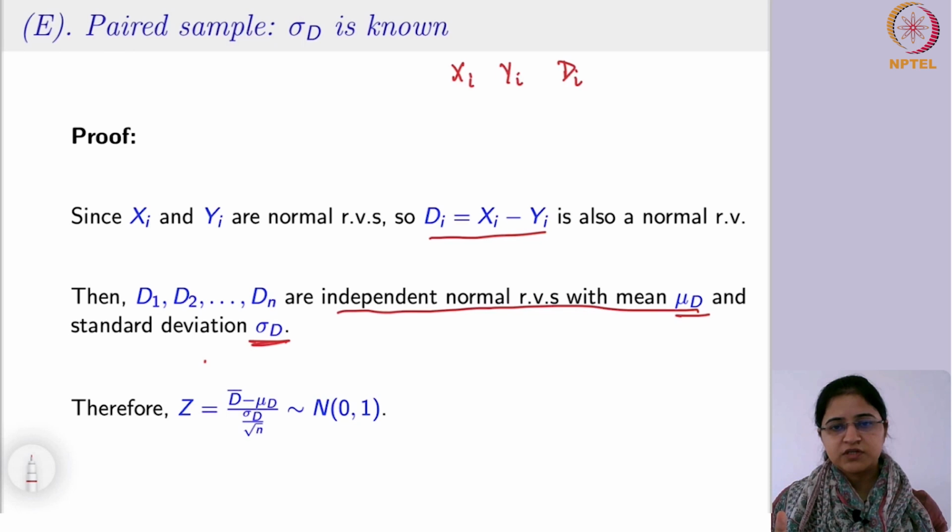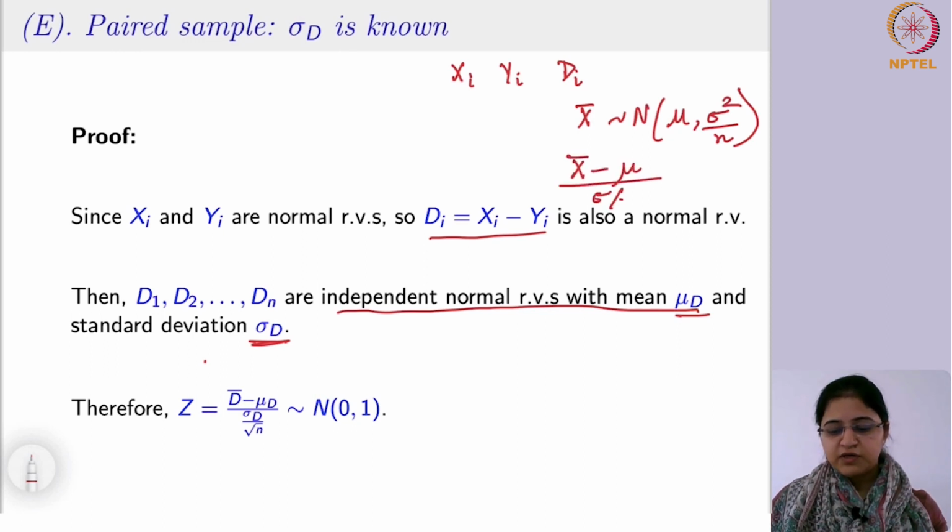Now by taking the corresponding differences, you have transformed the dependent sample into a single sample. And we have seen earlier, last week also, that if you draw a single sample from a population where the standard deviation is known to us, the sample mean follows normal with mean mu and variance sigma square by n. And if we standardize it, it becomes x bar minus mu by sigma by root n, which follows normal 0, 1.